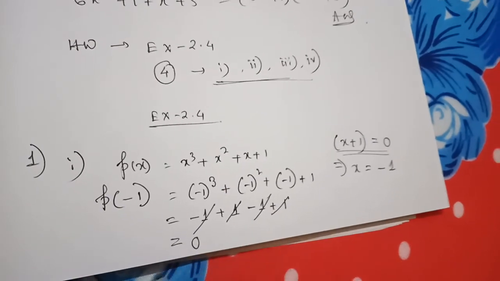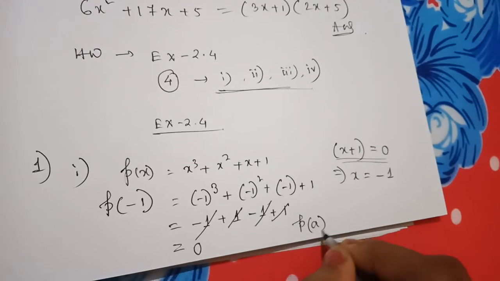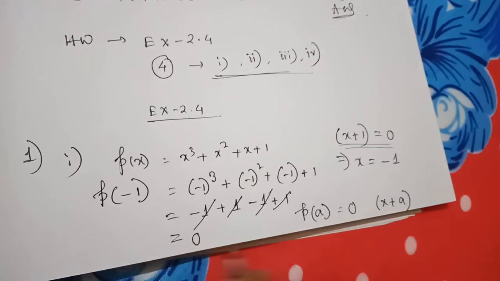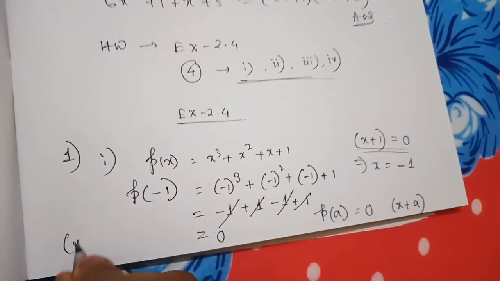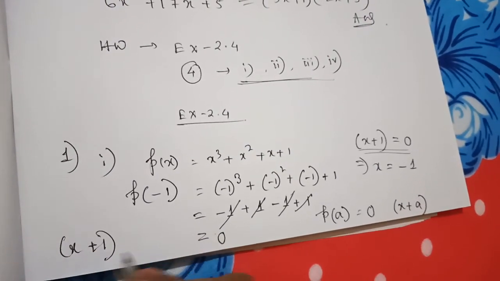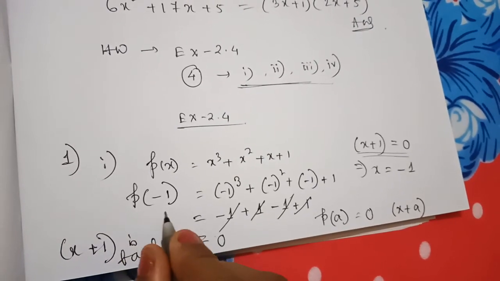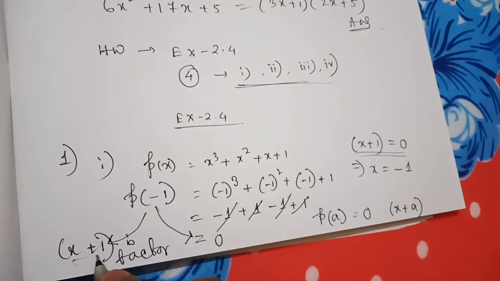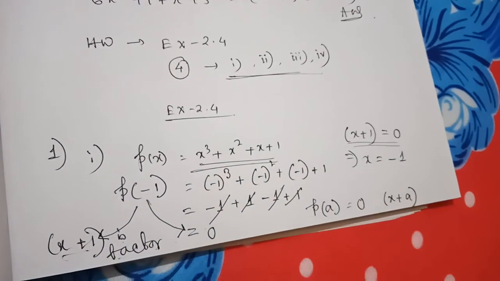We are getting 0. Now look, I told that if p of a equals 0, that means x minus a is a factor. Now look, p of minus 1 is 0. That means x plus 1 is a factor. Why? Because p of minus 1 is 0. So we can say that x plus 1 is a factor of the given polynomial.